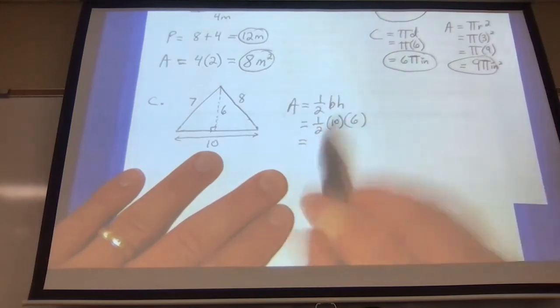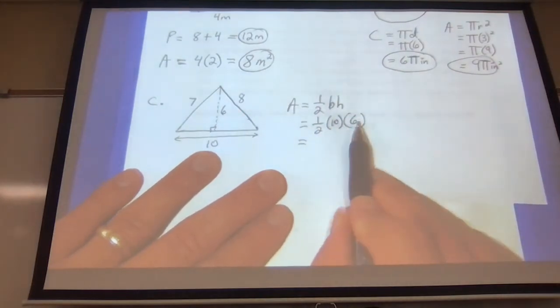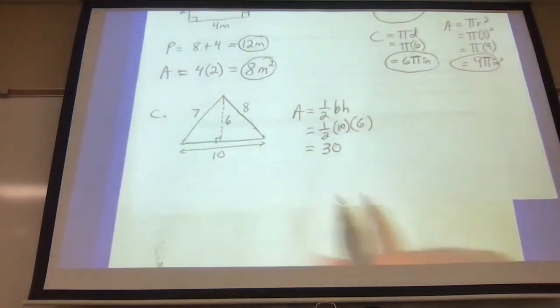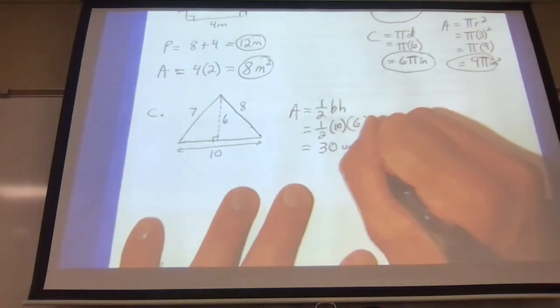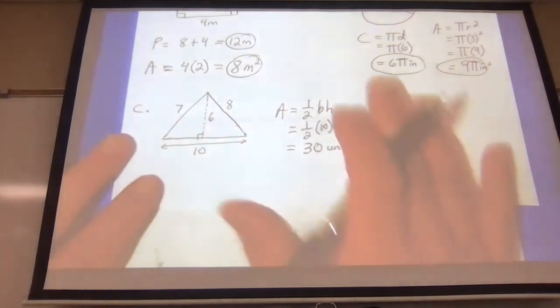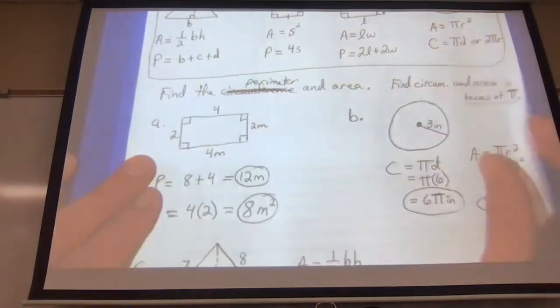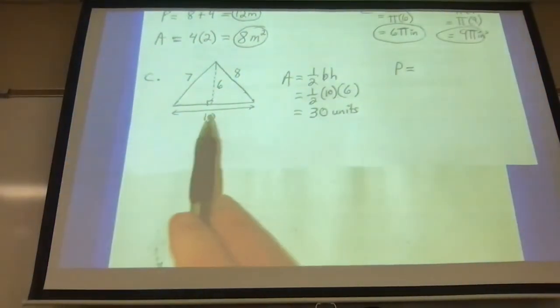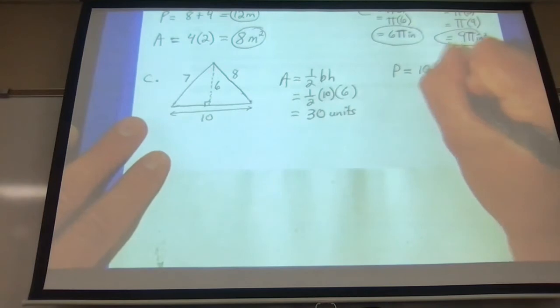And then multiply it together. Half of 10 is 5. 5 times 6 is 30. Since our picture wasn't labeled, you just call this one units if they don't put anything on there. So our area would be 30 units. And then we're going to do the perimeter next. For the perimeter, you're going to add all 3 sides together. 3 sides are 10, 8, and 7.